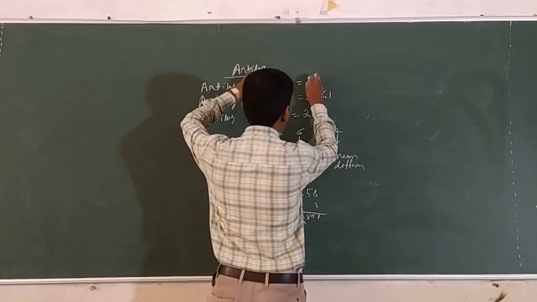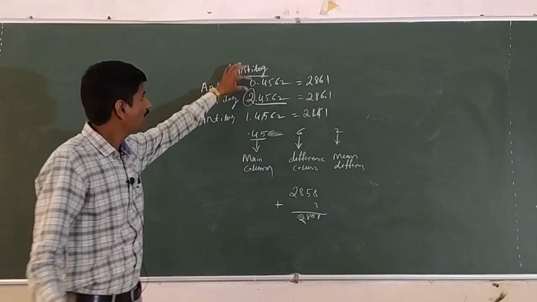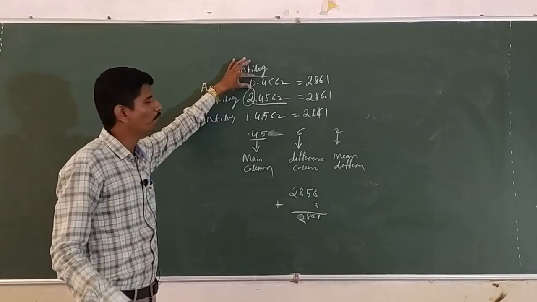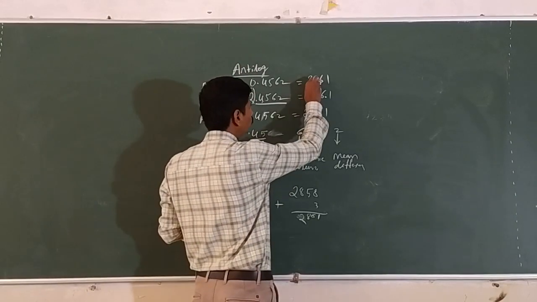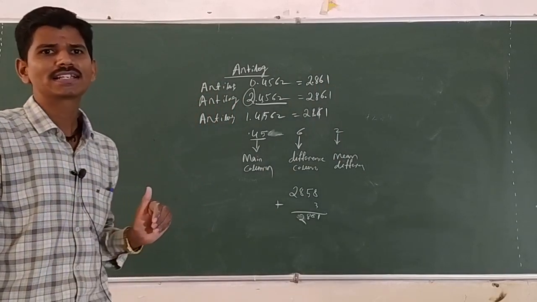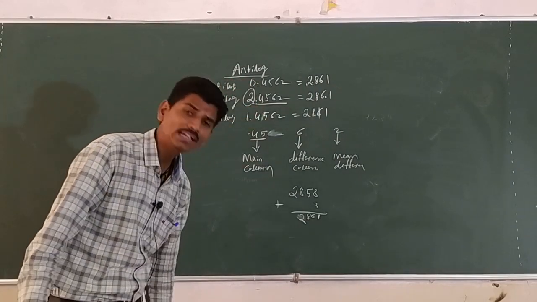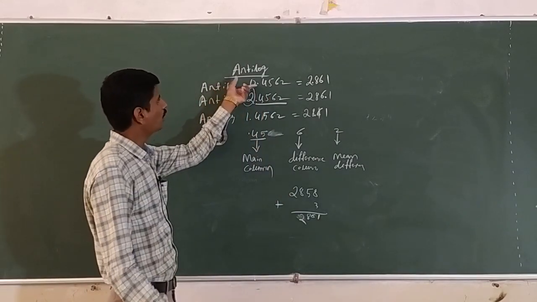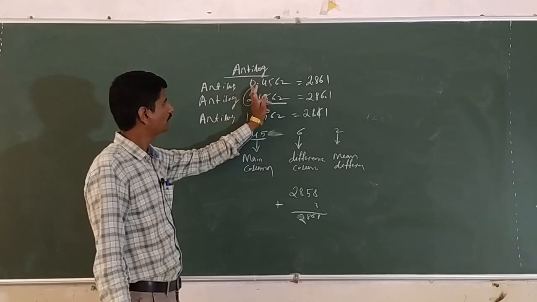The mantissa is always the same, 2861. Here the characteristic is 0. In anti-logarithm, characteristic plus 1. 0 plus 1 is 1. Then put the decimal point after the first digit, that is 2.861. Antilog of 0.4562 is 2.861. For example, one more. Find the antilog of 3.4562.